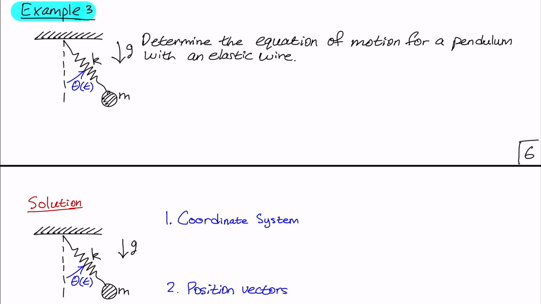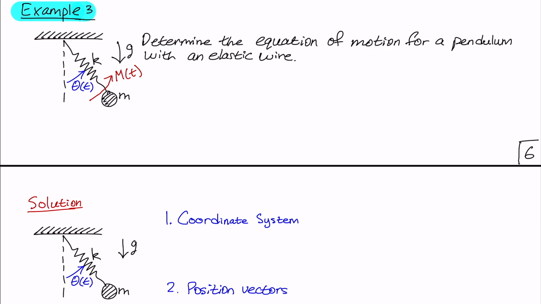All right, so in example 3, we're going to study a pendulum with an elastic wire. So this is a wire that can stretch as well. We're going to make a modification to the problem. We're going to add an external moment to it. So we're going to say that there's some external moment acting on the pendulum as well, which will be capital M of t. And we're just asked to determine the equation of motion for this system.